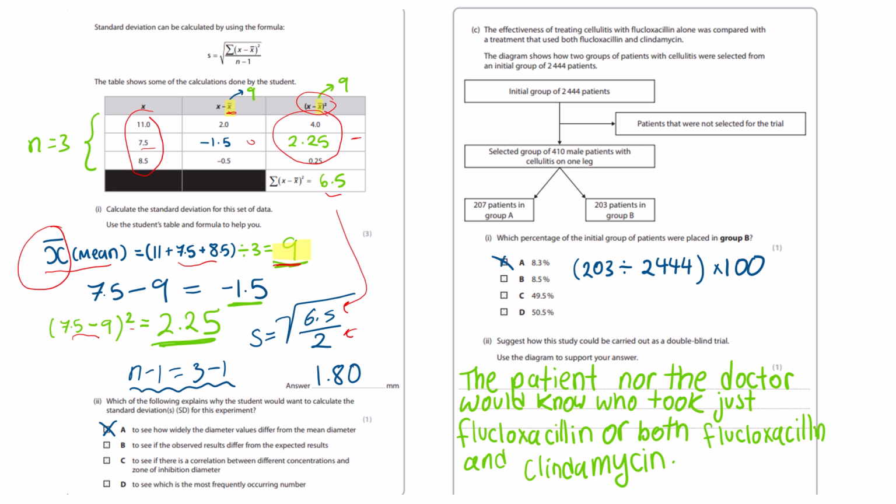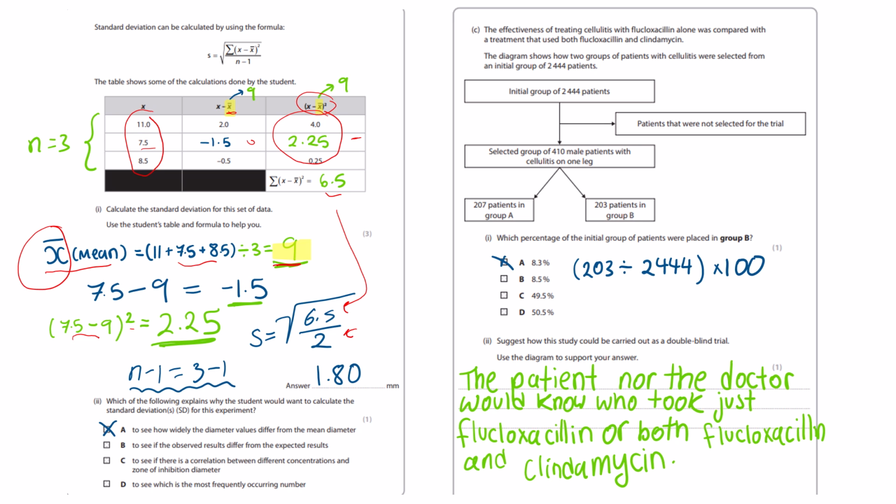Okay, question C. The effectiveness of treating cellulitis with antibiotic X, flucloxacillin, alone was compared with a treatment that used both flucloxacillin and clindamycin. The diagram shows how two groups of patients with cellulitis were selected from an initial group of 2,444 patients. We have an initial group of 2,444 patients.